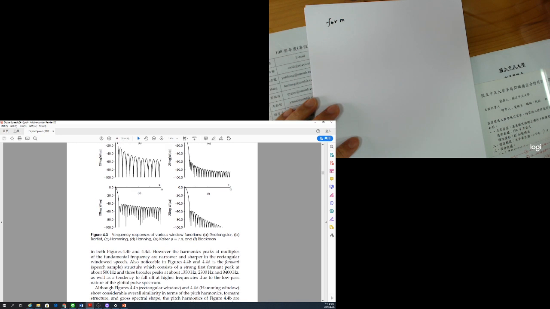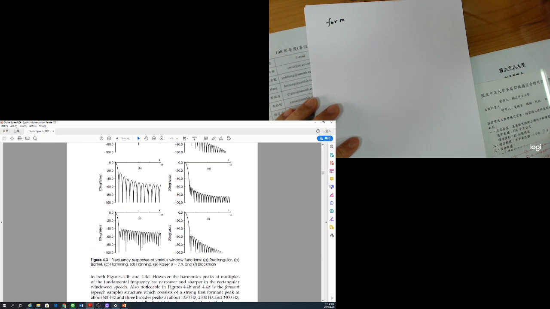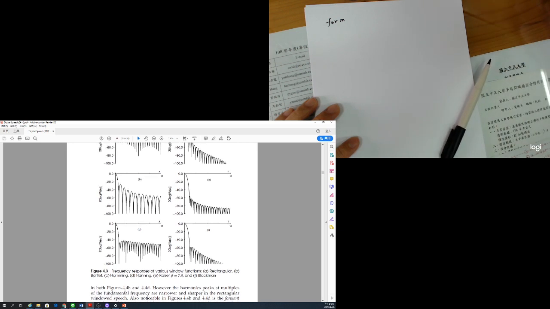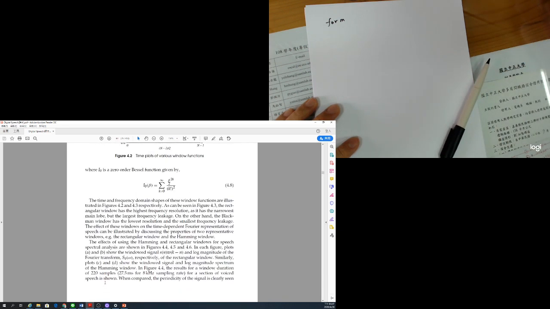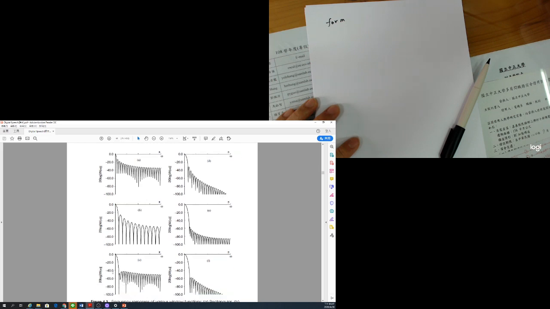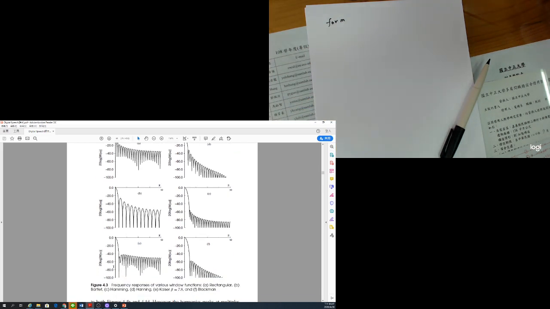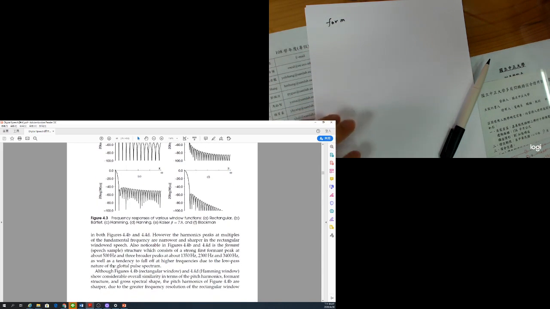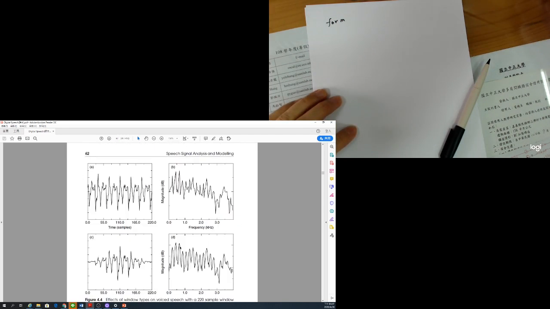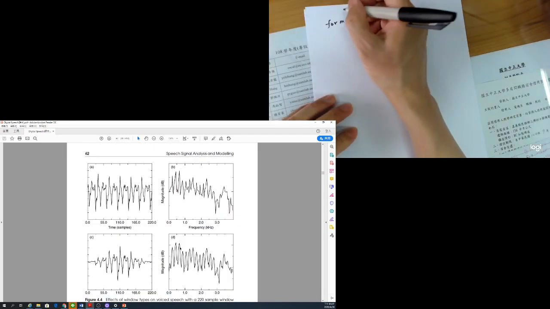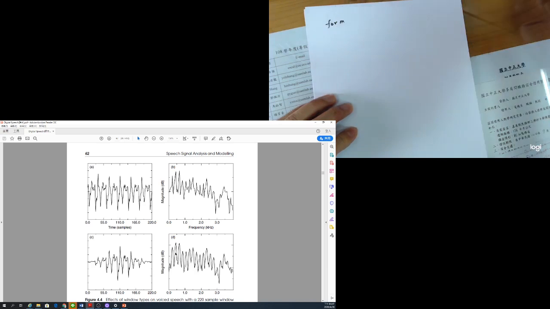So what is the meaning here? Wait a minute. There is one at the top. The window size here is 220 samples. So what is the formant here?